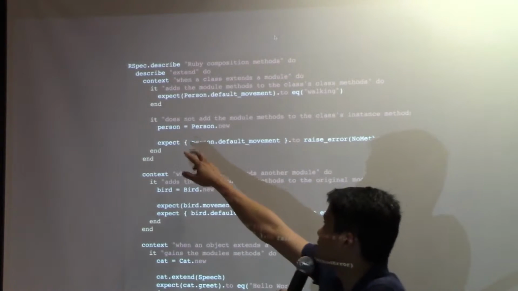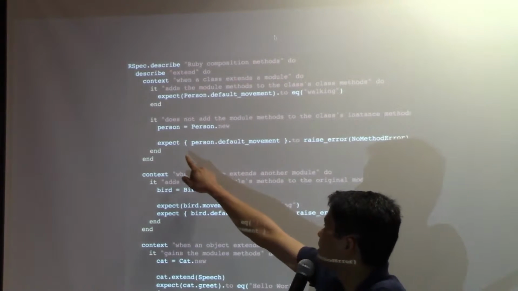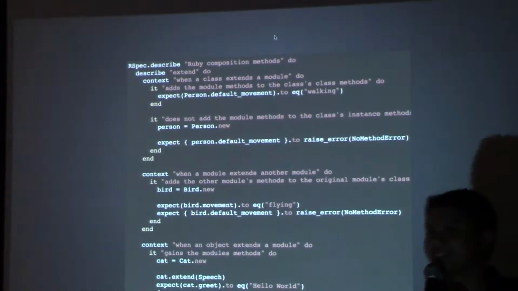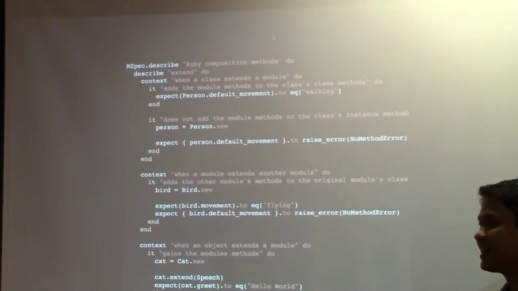So what happens if we try to create a person object and do the same thing? So we have person equals Person.new, expect person.default_movement. Okay, that's much better. Thank you. Actually, that was better.